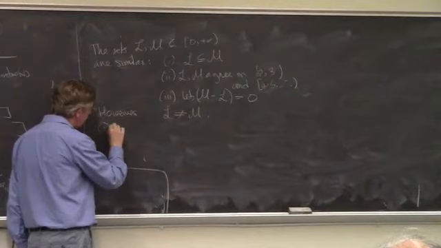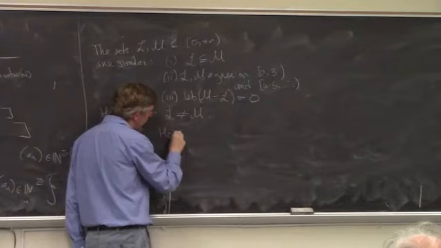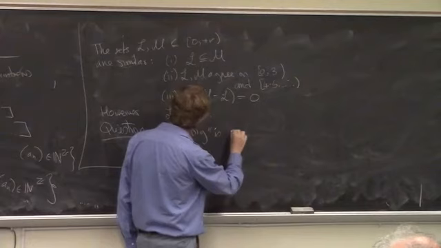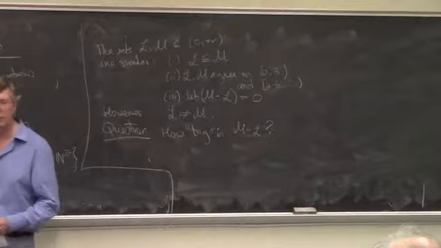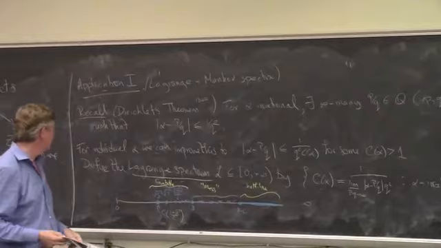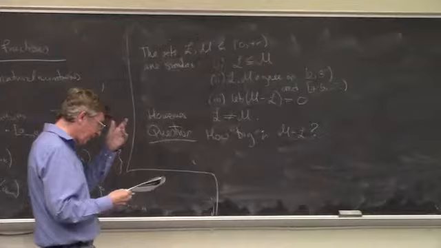So the question is, how large is this difference, M minus L? Of course, by this I mean how big is the dimension, because it has zero Lebesgue measure. The answer is that there's a bound using this set E2, and in particular it's known that the following is true.